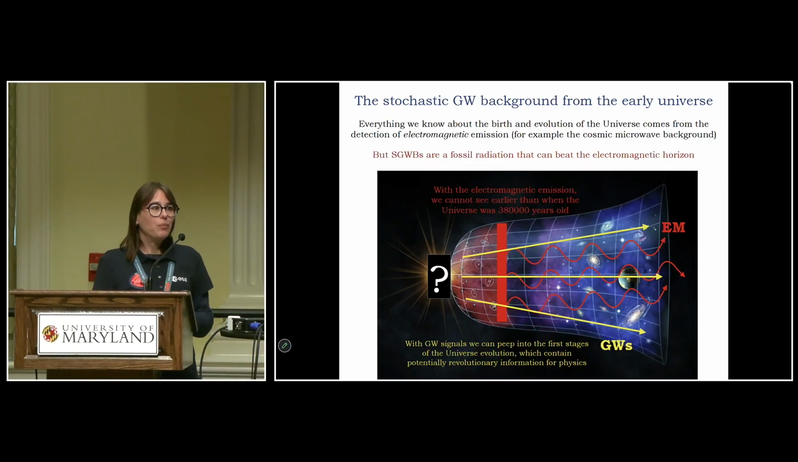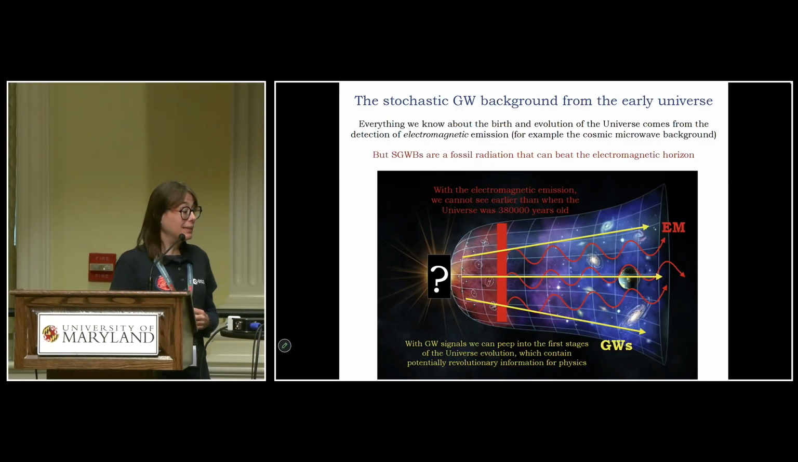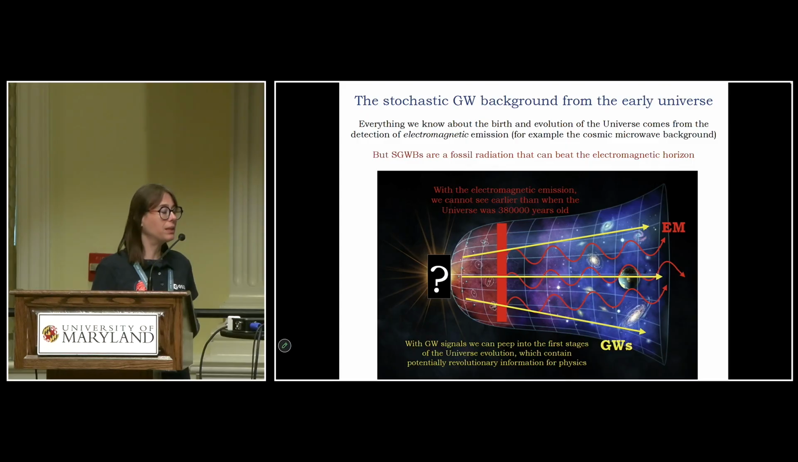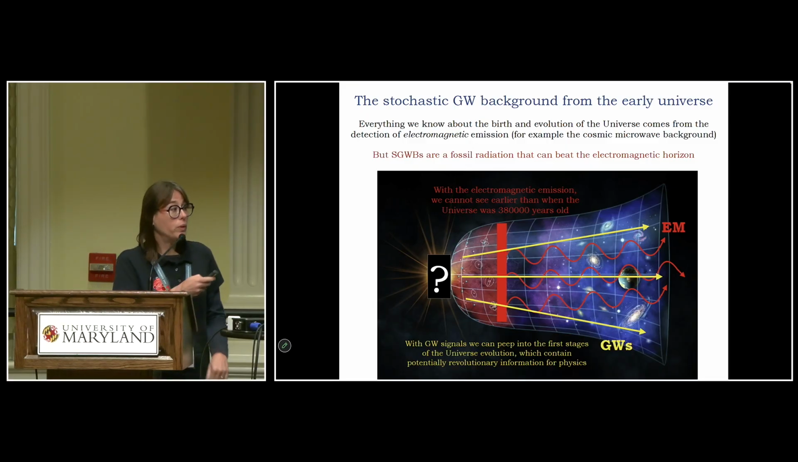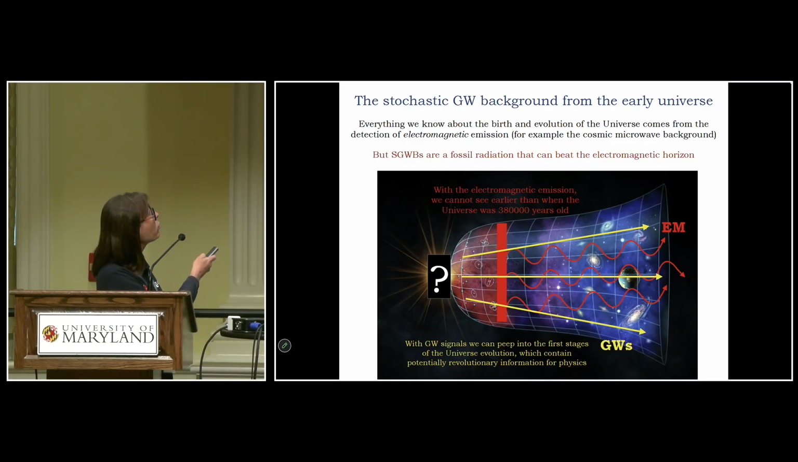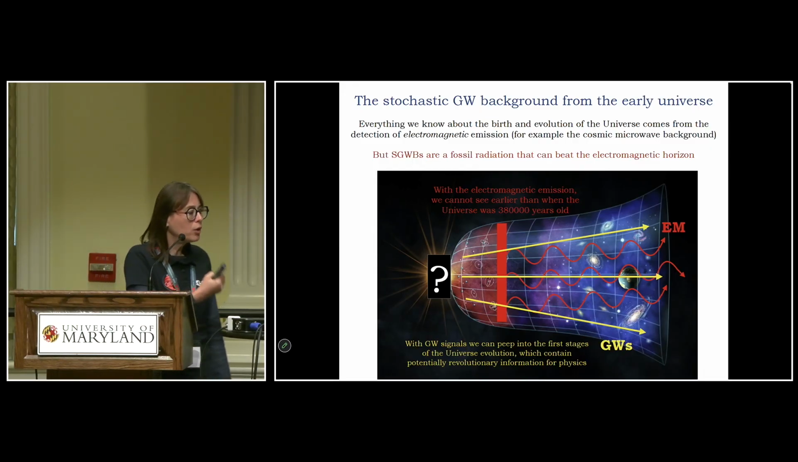Now, why is that so important for cosmology? Well, the fact is that everything we know about the birth and the evolution of the universe comes from the detection of electromagnetic emission, and in particular the cosmic microwave background. So with the cosmic microwave background, we were able to access the status of the universe up to when it was 380,000 years old. And of course, we could also infer information on the very early stages about inflation through the cosmic microwave background anisotropies.